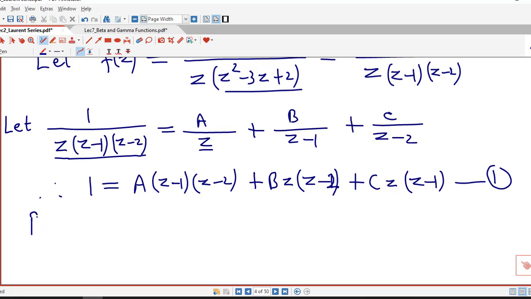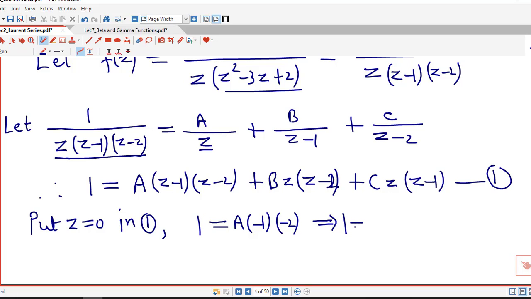So now first we put z equal to 0 in 1. So we have left hand side is 1. This is a times 0 minus 1, 0 minus 2. So this implies 1 equal to 2 times a. So we obtain a equal to 1 by 2.